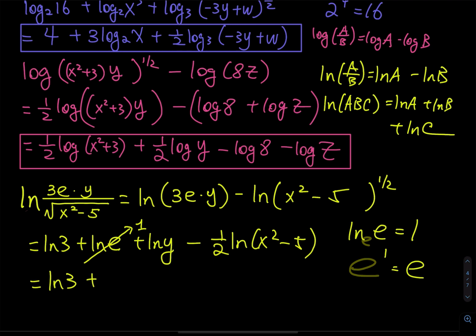ln 3 plus 1 plus ln y. Check these three terms out. Nothing else you can do. And then minus 1/2 ln of x squared minus 5. That's it. This is the final answer.